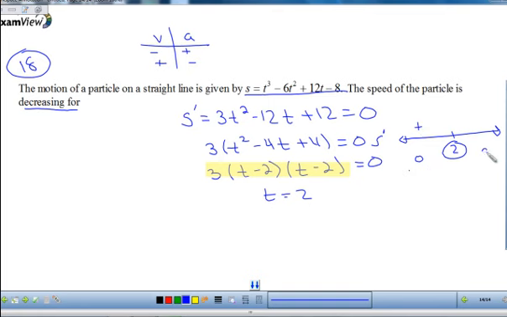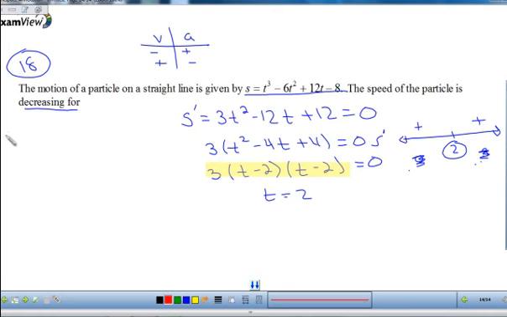Okay, so I'm going to check 3. Again, I'm going to have a positive times a positive, so that's going to be a positive. Remember, when you're done, erase those. So what that tells me is that my velocity is increasing for all values.